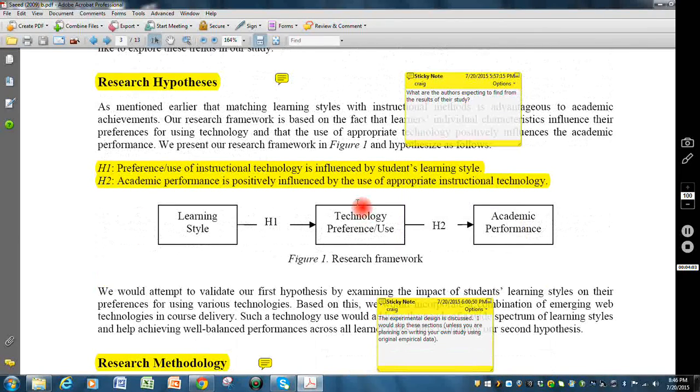now this particular article is doing survey research, and here the authors state their research hypotheses. The research hypotheses are essentially what the authors are expecting to find from the results of their study, and here you see Hypothesis 1 is that the preference or use of instructional technology is influenced by the student's learning style. And Hypothesis 2 is that academic performance is positively influenced by the use of the appropriate instructional technology. And obviously this is based on the student's learning styles.